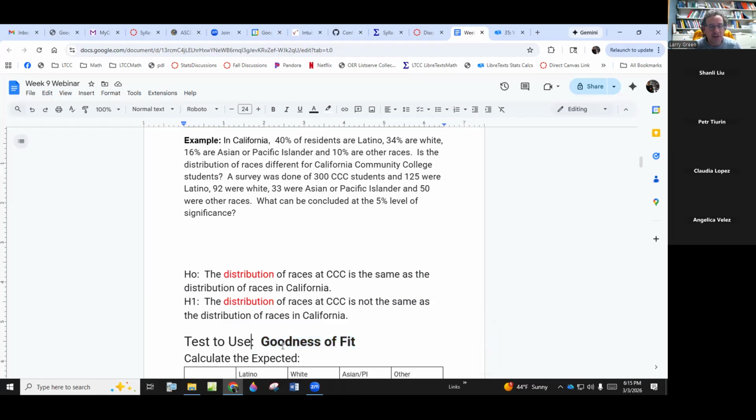Anyone lost on what I just said? Because a lot of words there. And that's one of the hard parts about this week, knowing which test to use. Okay, so this is called the goodness of fit test. Because the idea is, hey, does it look like it fits? Do community college students fit the distribution of all of California? That's why they call it goodness of fit.